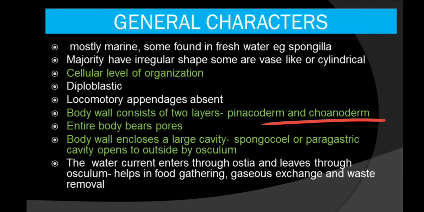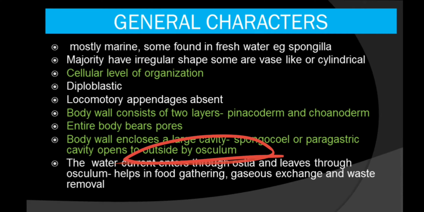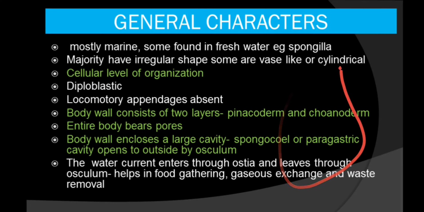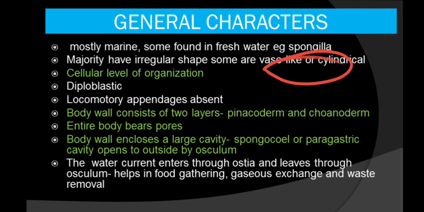The interesting thing in this animal is that the entire body bears pores. In the entire body there are pores. Alright? Whereas there is a cavity that is known as spongocoel or paragastric cavity. So this cavity opens outside by an opening called osculum. So here you have to remember all these words, that numerous pores on the body, these pores are known as ostia, whereas in the center there is a cavity that is known as spongocoel, and this spongocoel opens outside by another opening that is known as osculum.